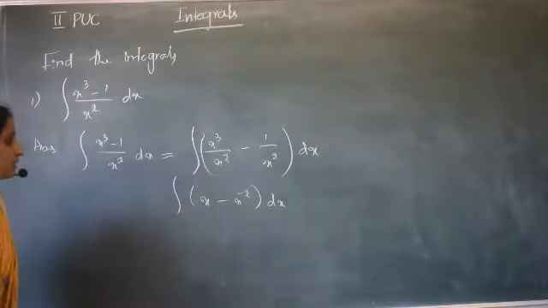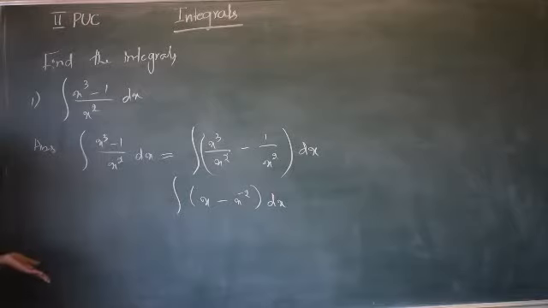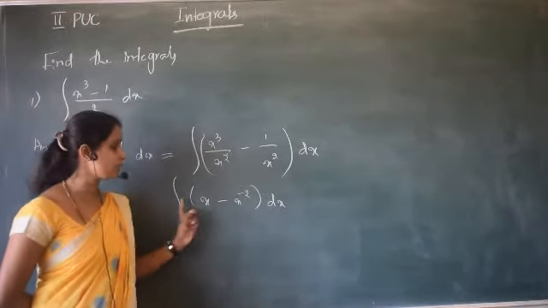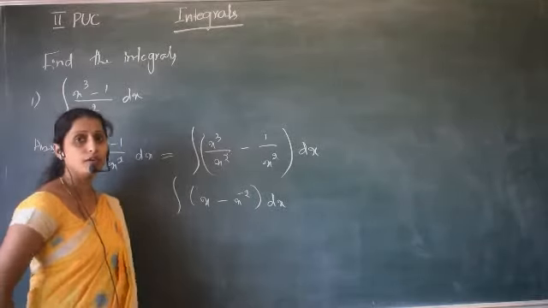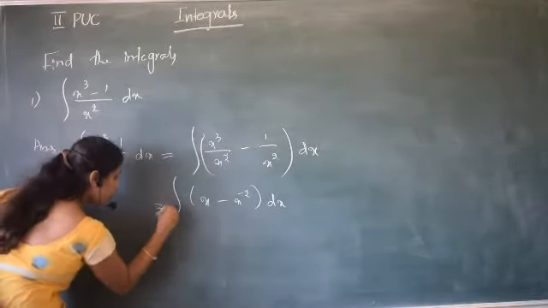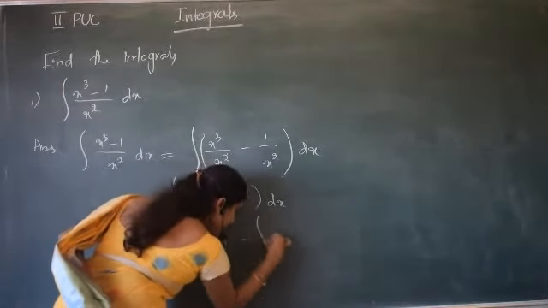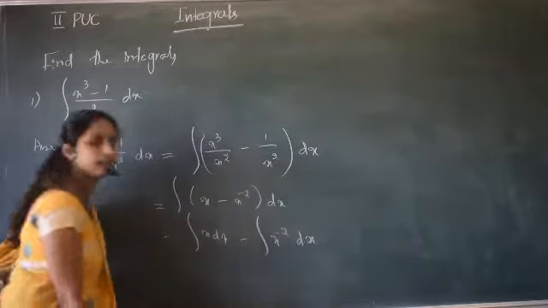Now we have already studied that integral of f of x plus g of x, or f of x minus g of x, can be written as integral of f of x plus integral of g of x. So integral of x minus x to the power minus 2, I can write as integral of x dx minus integral of x to the power minus 2 dx.